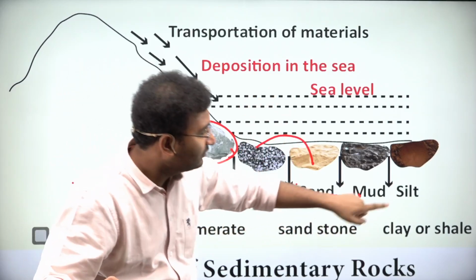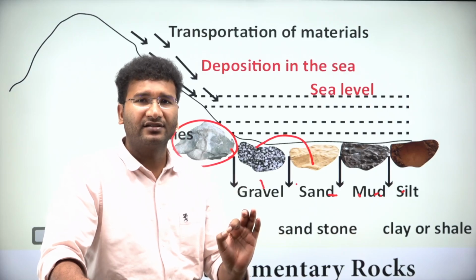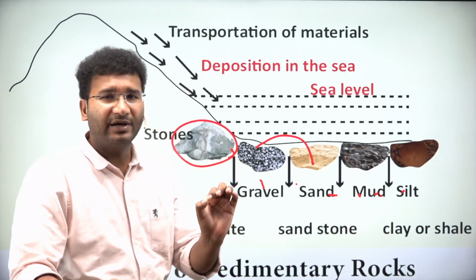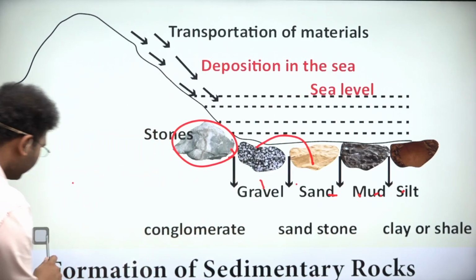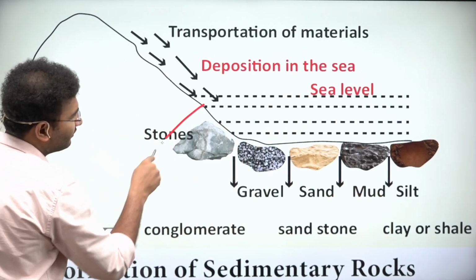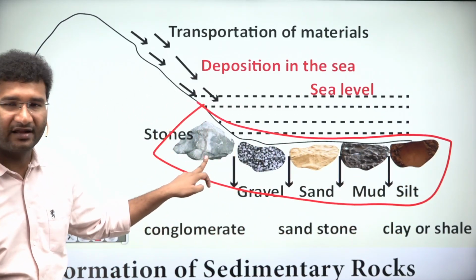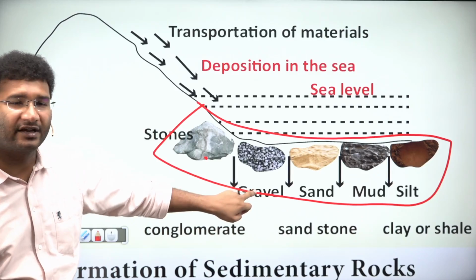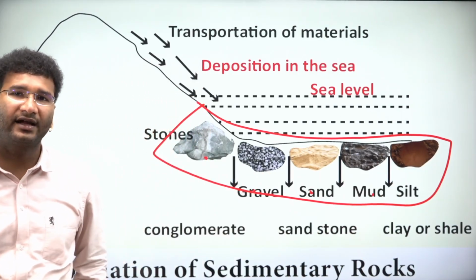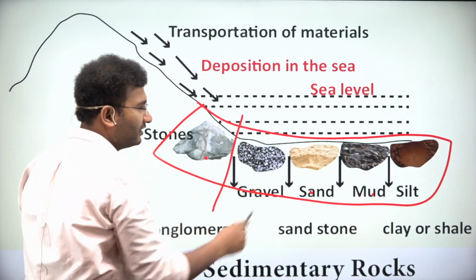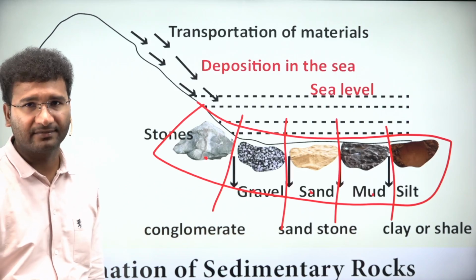But lastly, you look into the silt. Silt is very fine. That means the finer the material, the longer the distance it can travel. In the sedimentary rocks, these are the major types of materials that you will come across. One is stones, then comes gravel, sand, mud and silt. So this is the order in which the transportation takes place. Right? Okay.